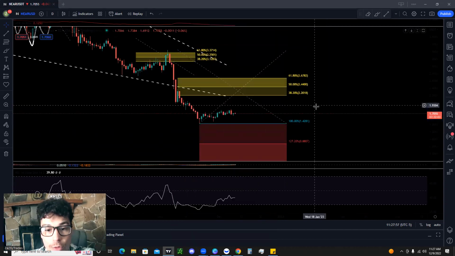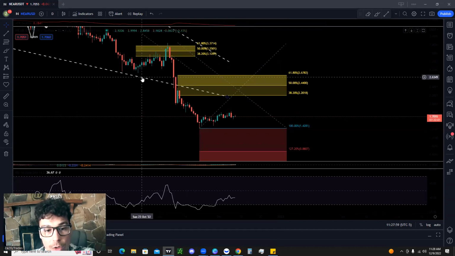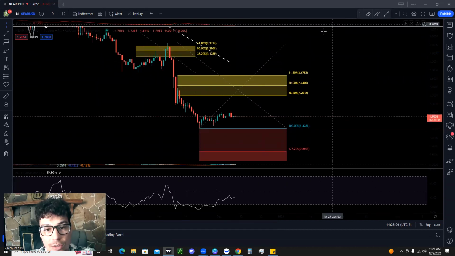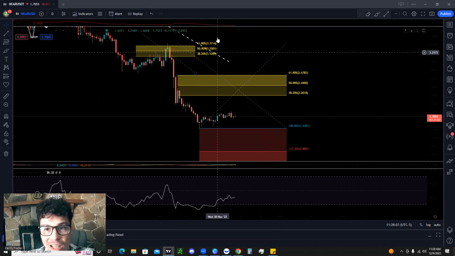So now we have all of our levels set up. We know we broke through this pattern here to the downside, so we can get rid of that trend line. And we're going to see what's going to happen with NEAR Protocol.